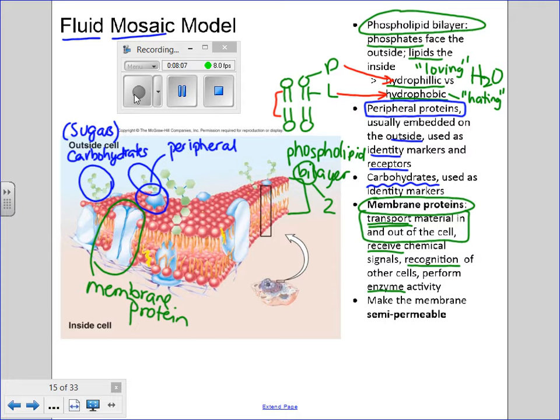Now, how would they do that? Well, if you notice on the picture, the protein that I circled has a channel. There's like a space, an opening down the middle of the protein where certain molecules could pass.